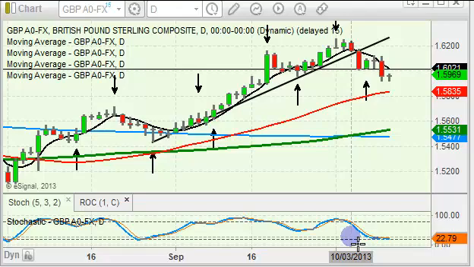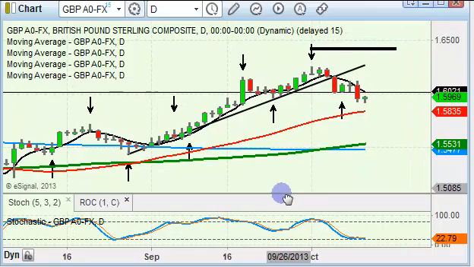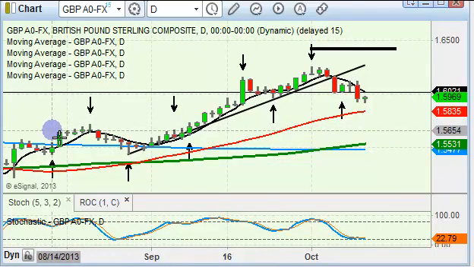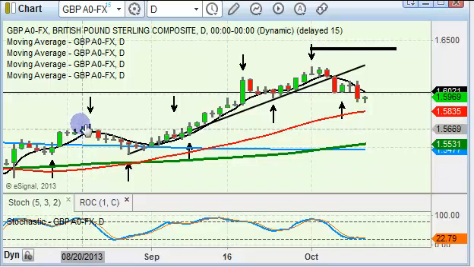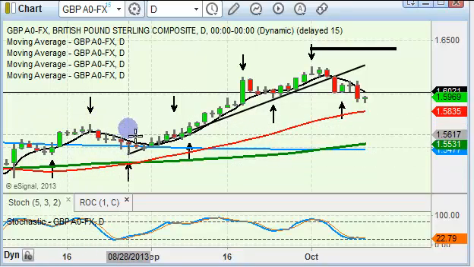This video is a follow-up of the currency forecast that we discussed yesterday and today, basically British pound yesterday and the euro today. This is the daily chart of the British pound versus the US. And basically what we have here is we wanted to point out a monthly cycle.